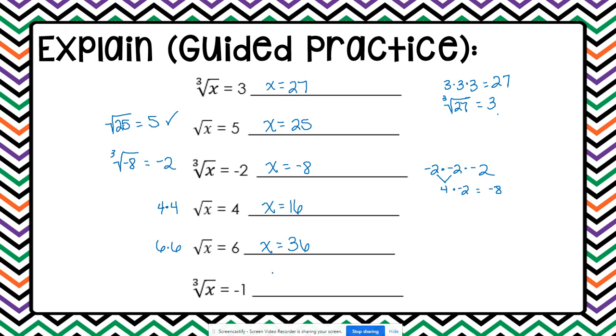If the cube root of x is negative 1, then I would need to do negative 1 times negative 1 times negative 1. Well, remember these two would give me a positive 1, but then when I multiply by negative 1, I would get negative 1. So for this, x equals negative 1.